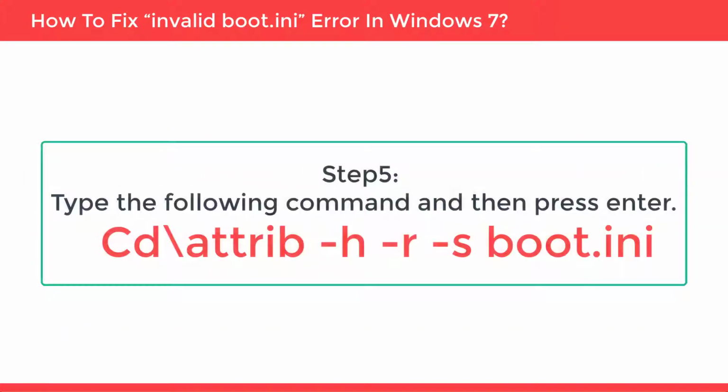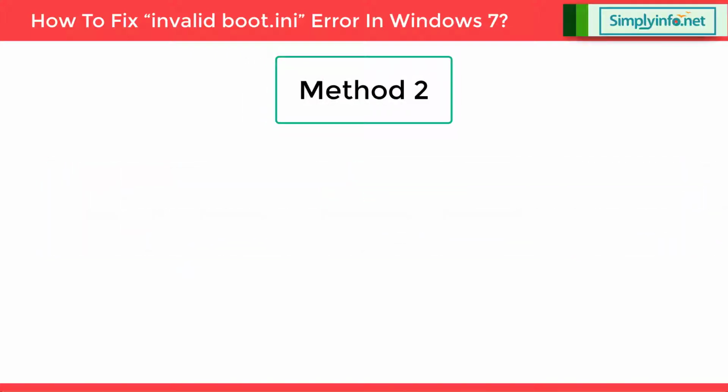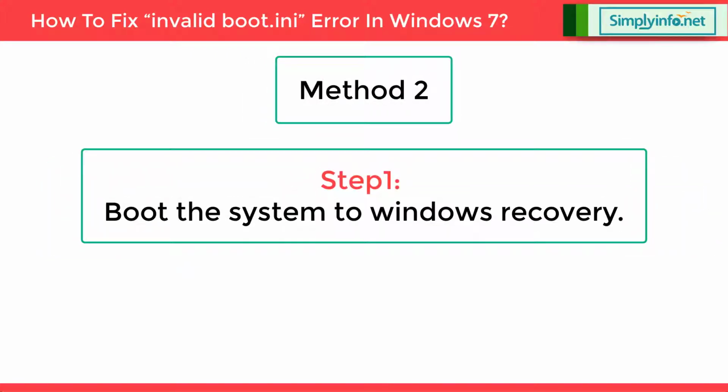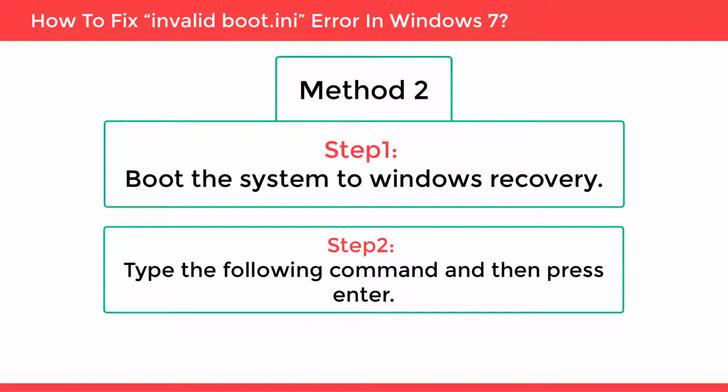Step 5. Type the following command and then press Enter. cd /attrib -h -r -s boot.ini. Step 6. Reboot the computer and check the booting. Method 2. Step 1. Boot the system to Windows recovery. Step 2. Type the following command and then press Enter.